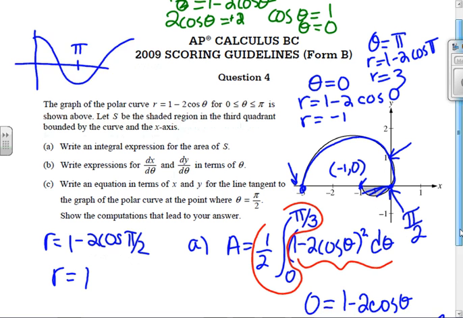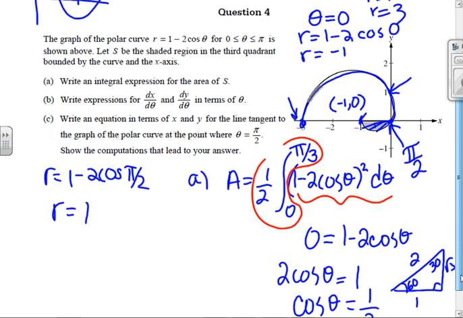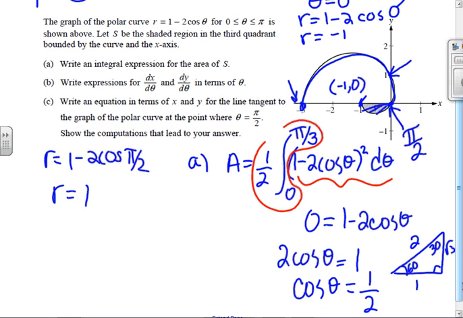Now the next part, so that was 2 points. The next part is really important, but it's not hard.